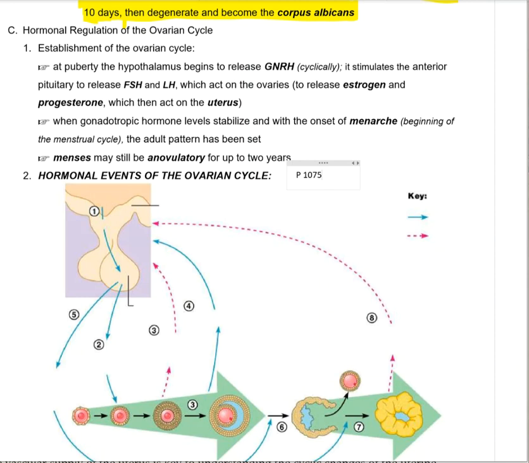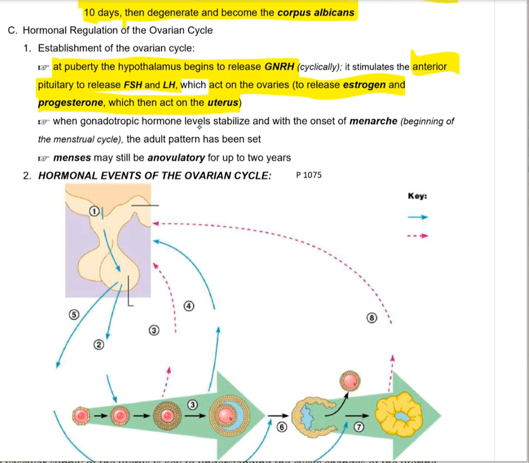So first off, how do we establish the ovarian cycle? How does it start? Well, at puberty, the hypothalamus will begin to release GnRH cyclically, monthly. And this will stimulate the anterior pituitary to release FSH and LH, which will act on the ovaries to release estrogen and progesterone, and then act on the uterus. So we have these multiple cycles occurring. However, those hormone levels are not consistent at first, and so ovulation may not occur immediately.